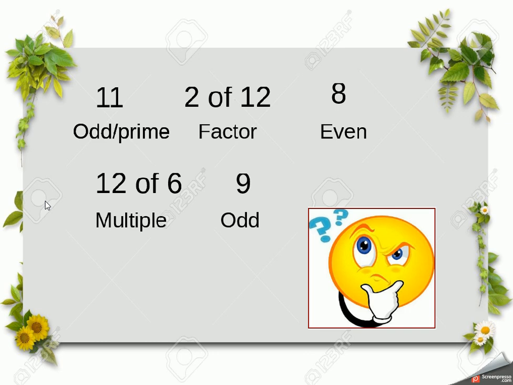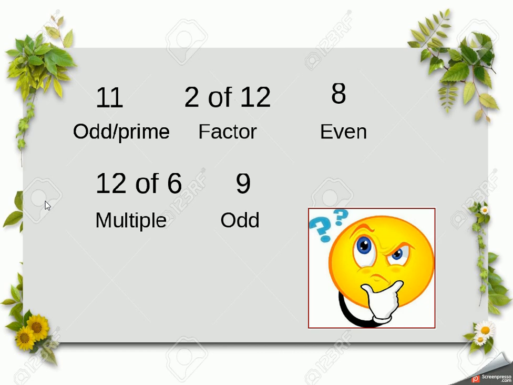Okay, so 11 can't be divided by anything apart from 1 or 11 without giving a remainder. So it's definitely a prime number, and because it ends in a 1, that tells us it's an odd number. With the second one, yes, 2 and 12 are even, but it's actually saying what is 2 of 12. So 2 of 12 is a factor. 2 is a factor of 12 because 2 will go into 12 6 times, and it doesn't give any sort of remainder.